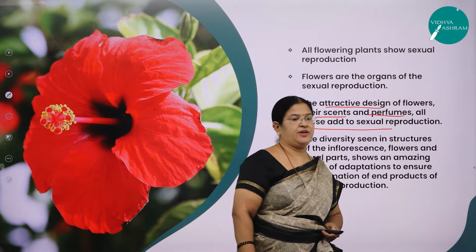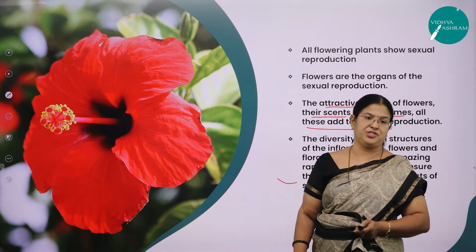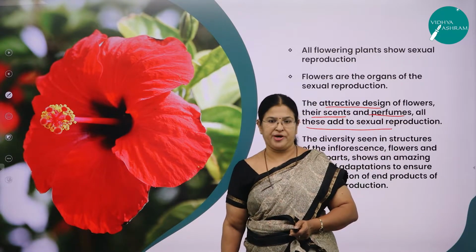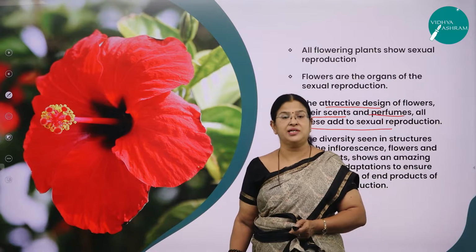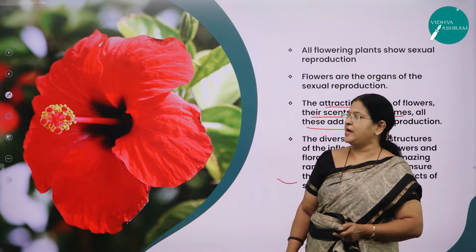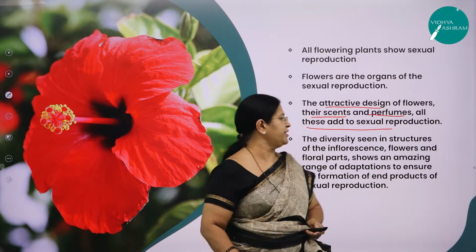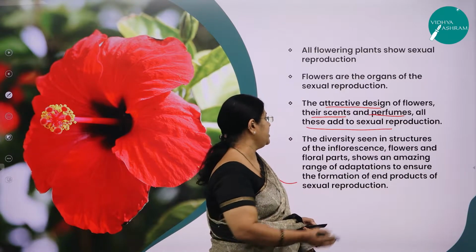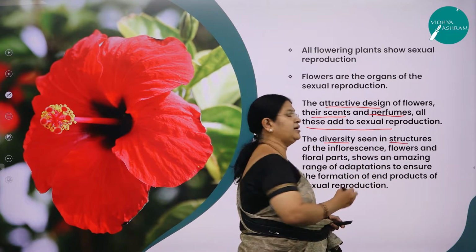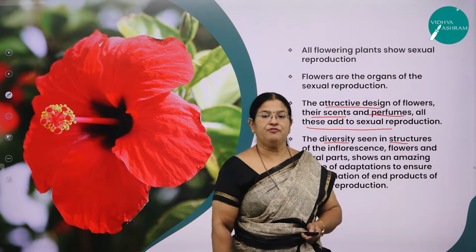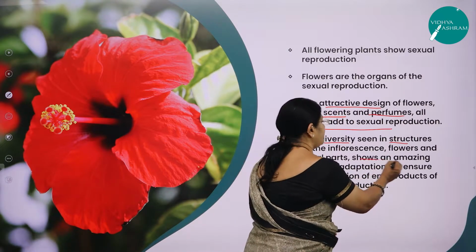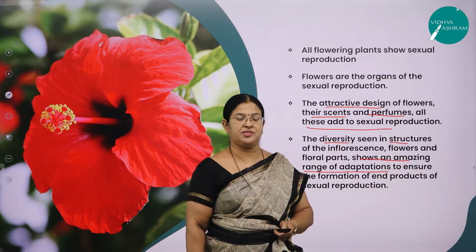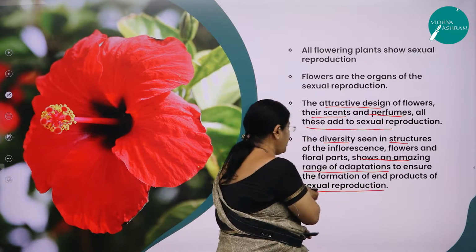So what is a flower? Flower is a fascinating structure of the angiosperms, or the modified shoot meant for sexual reproduction, or flowers are the morphological and embryological marvels, and they are the site of sexual reproduction. And I think we come across a variety of flowers with a variety of designs, right? So the diversity seen in structure, inflorescence, flowers and floral parts, all these show an amazing range of adaptations to ensure a very important process to happen, that is called sexual reproduction.